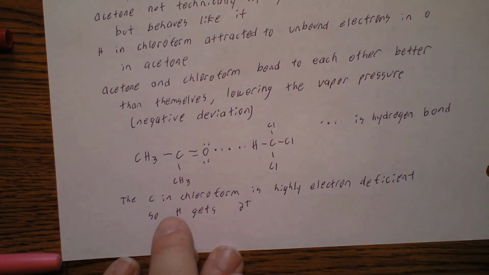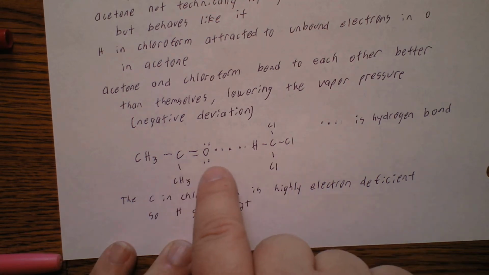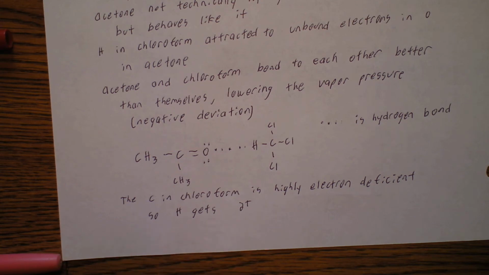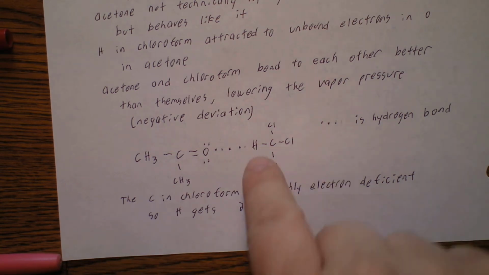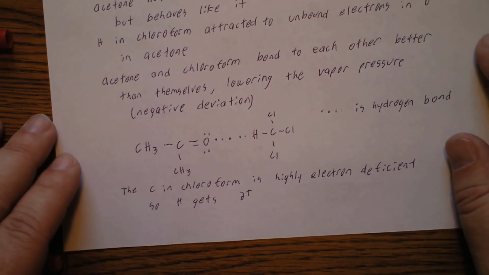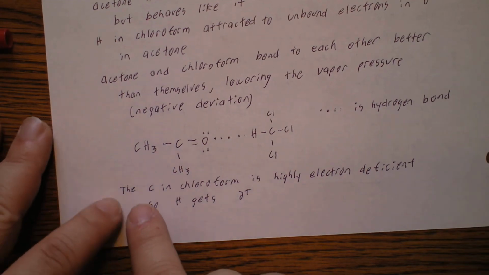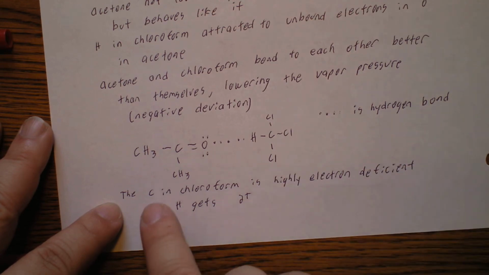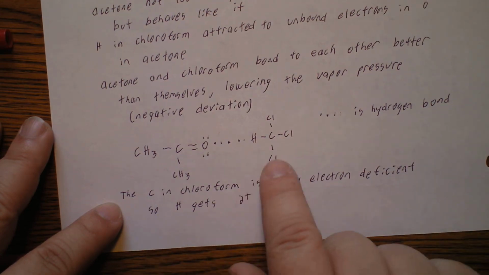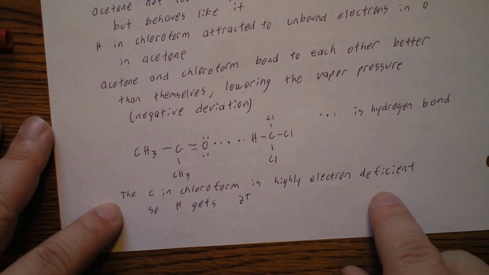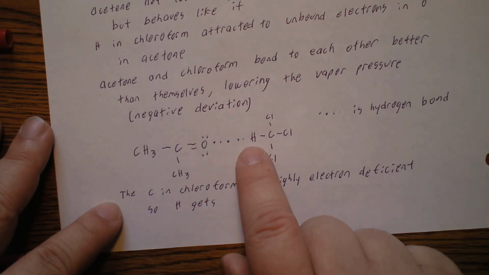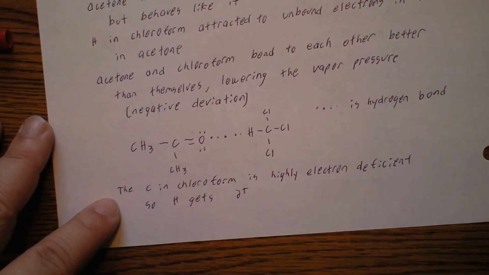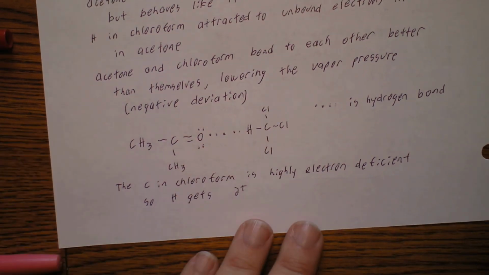Here's the diagram showing it. The hydrogen here is attracted to these electrons on the oxygen there. So it's not really a hydrogen bond, but it's similar to the hydrogen bond. It's a strong bond. That's what causes that negative deviation. Because chlorine is so electronegative, this carbon atom in the middle of the chloroform is highly electron deficient. So the hydrogen gets a partial positive charge, which makes it even stronger to bond with the electrons in the oxygen.